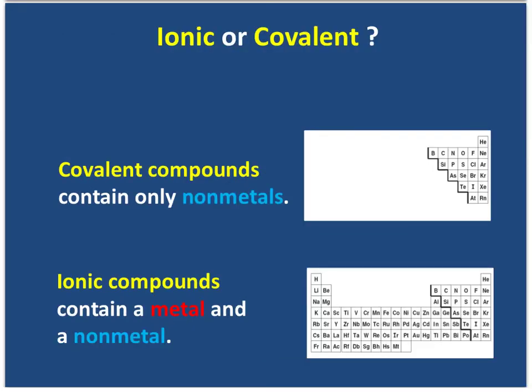Now, we also have to be able to identify substances as being ionic or covalent, because when you're given compounds to name or to write formulas for, you need to determine if they're ionic or covalent. How are we going to do that? Remember, covalent compounds contain nonmetals only, so the nonmetals are the elements on this side of the periodic table. Ionic compounds could also contain metals and nonmetals, so you're going to have one from this side and one from this side.